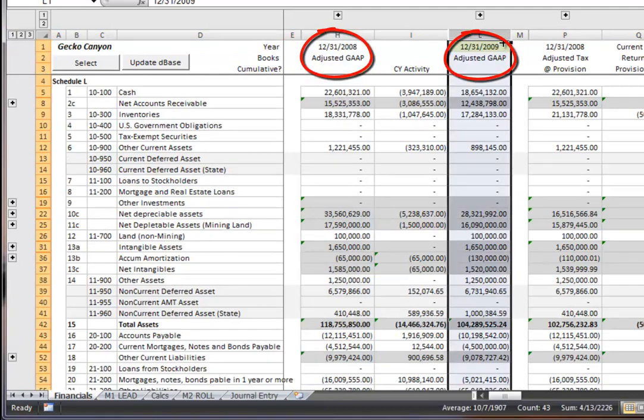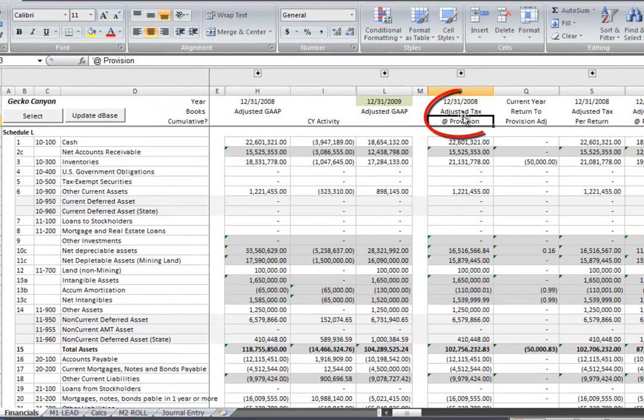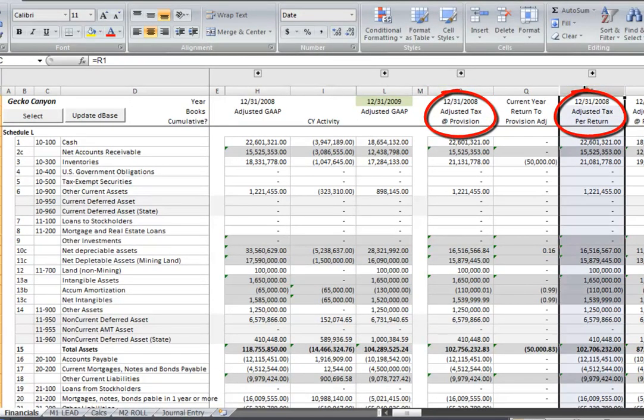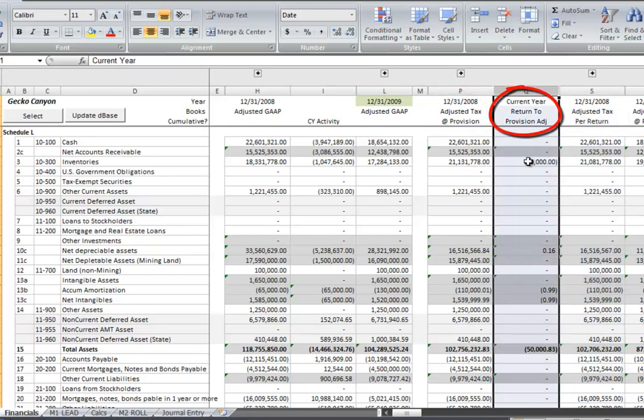Because the provision module ties directly into the jData solution set, you'll leverage prior year compliance data, which includes a full tax basis balance sheet. Additionally, since all prior year compliance adjustments are stored in the database, your prior year return to provision adjustments are brought into the current provision analysis.